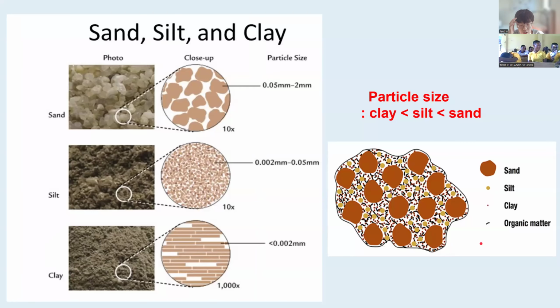We did briefly compare these three different types of particles. Sand has the largest particles up close. Silt has smaller particles, but they're larger than the clay particles. Clay particles are the smallest. They're very tightly packed together. So here's the particle size order: clay is smallest, silt is in the middle, and sand is the largest. Okay.